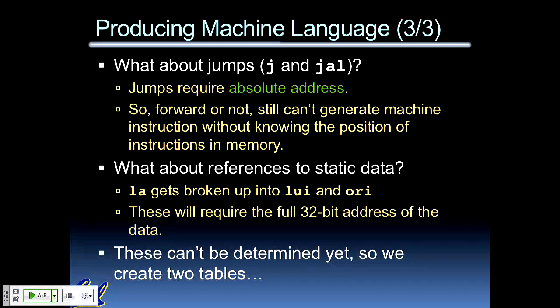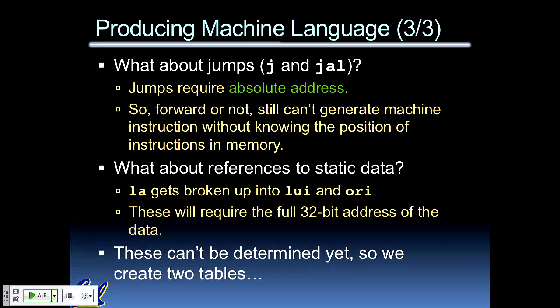Similarly, when you're doing, say, a load address to get the address of a string in the static data section, that string may have been declared in some other module, right? So you know it's in the static data, but you don't know where in the static data. So when you generate the code here, you produce these. The load address, as I talked about, was broken up into two pieces, each of which contributes 16 bits of the final 32-bit address. But I don't know the actual 32-bit address until later.